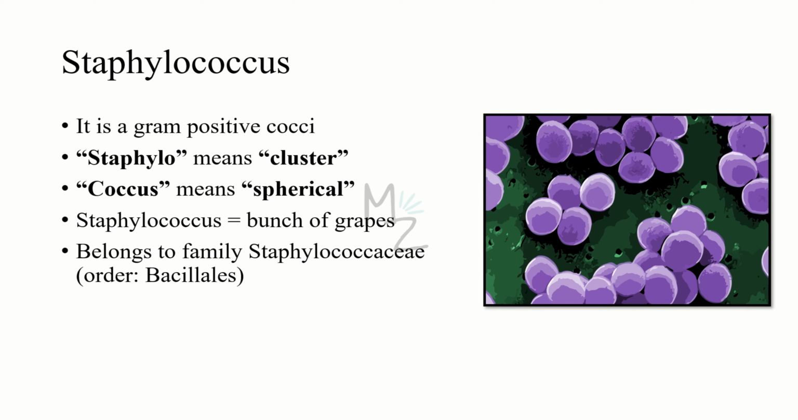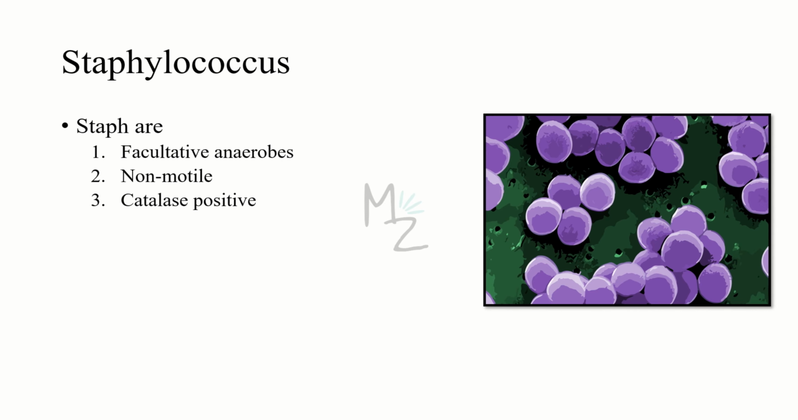It belongs to the family Staphylococcaceae and the order Bacillales. Staph bacteria are facultative anaerobes, so it means they can exist as aerobes and anaerobes, that is, in the presence of oxygen and in the absence of oxygen. They are non-motile because they don't have any motility apparatus or organ like a flagella. They are catalase positive. Catalase is an enzyme released by staph bacteria. We are going to talk about that in laboratory diagnosis, so wait for it.